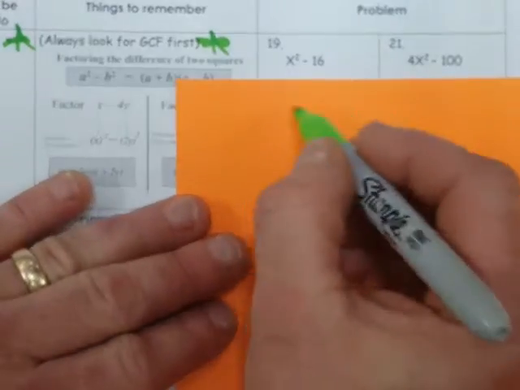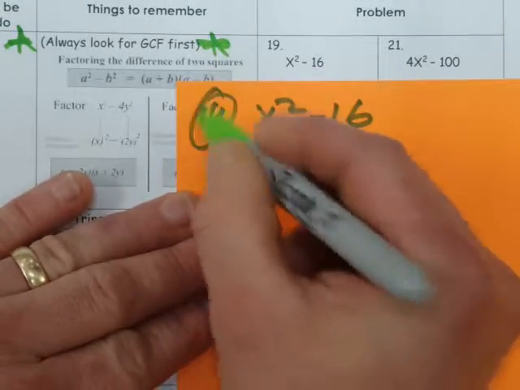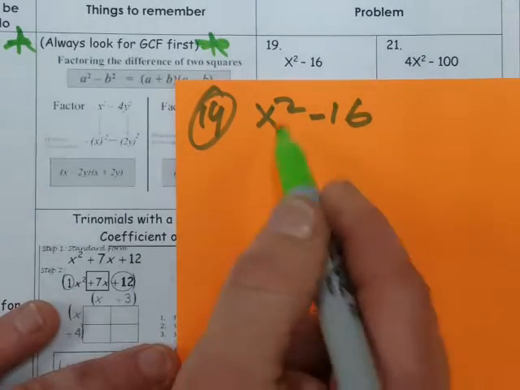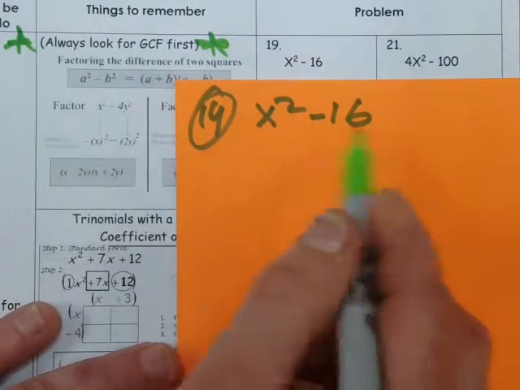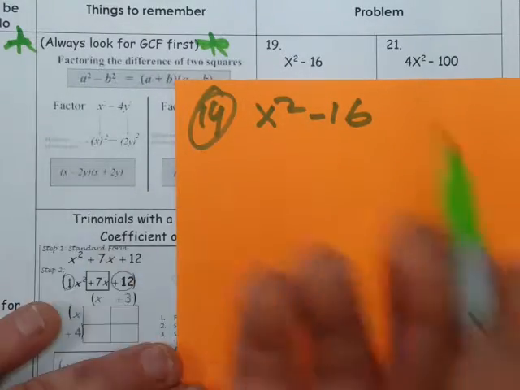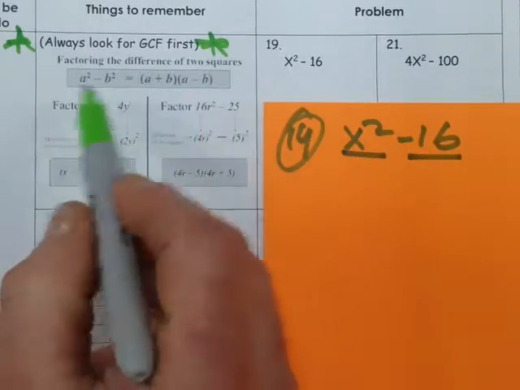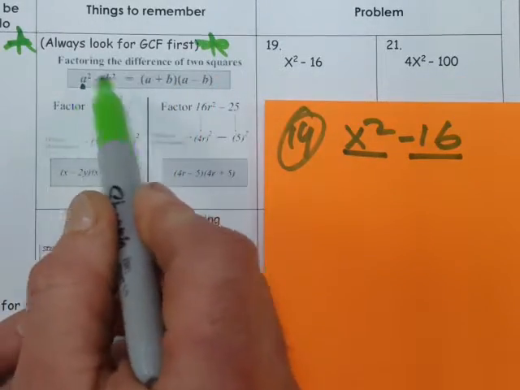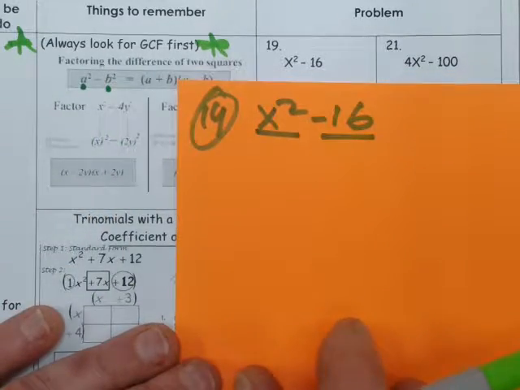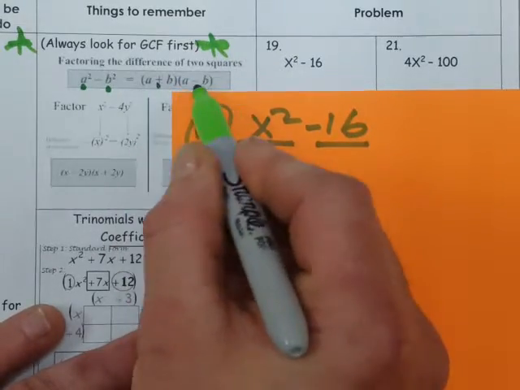Number 19 is basic, x squared minus 16. All right, so we look for GCF, and there's no GCF besides 1. And 1's not going to help us simplify this, so we'll just skip to our next step to factor something with 2 terms, and that's hopefully a difference of 2 squares. So factoring a difference of squares, we really just have to know the pattern. The pattern is going to break down into 2 groups.